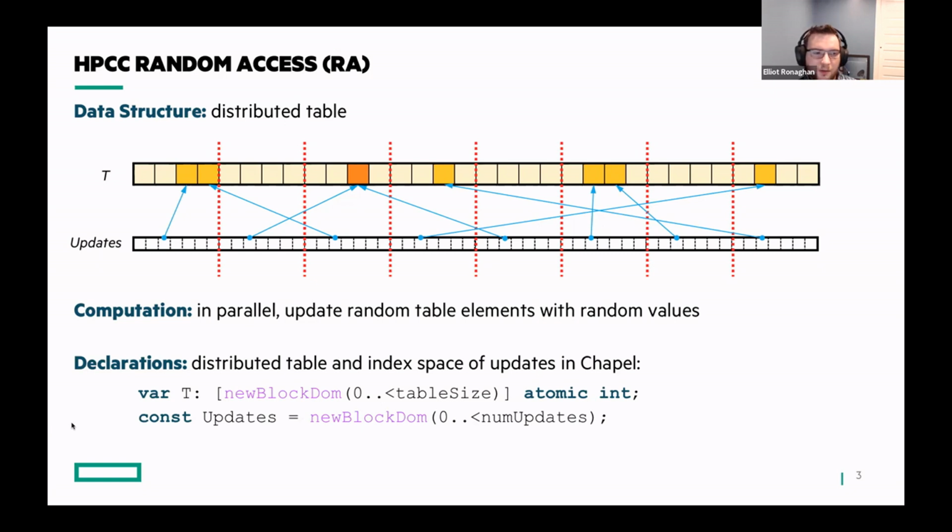And in Chapel, the declarations for these two data structures would look something like: variable T is an array declared over a block distributed domain, where a domain is just a description of the index set. So we have a block distributed array of atomic integers, and then our updates is just a block distributed domain over the number of updates that we're going to be performing. So this is the description of the problem.